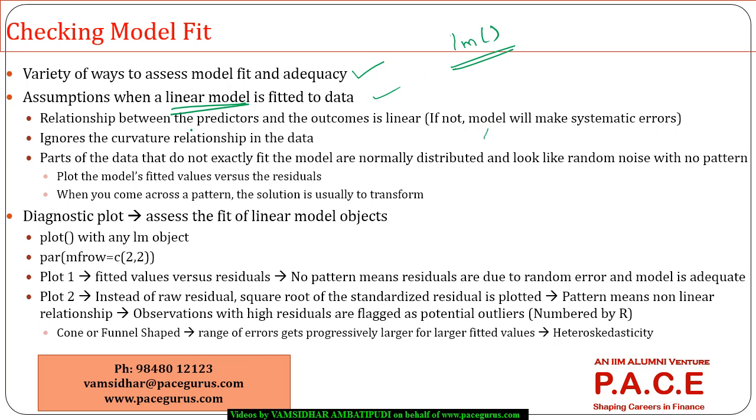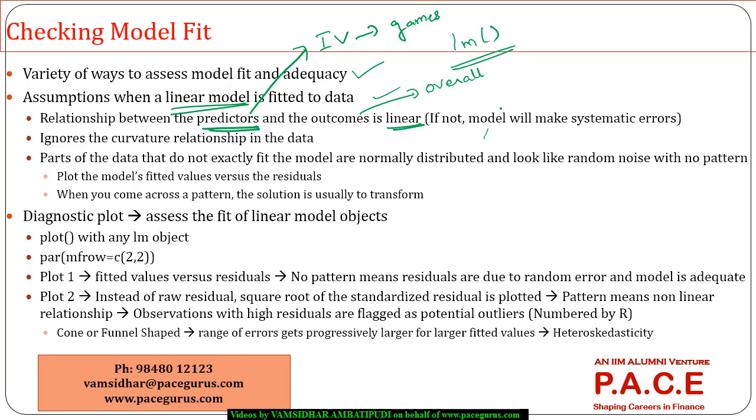So the first assumption is this model assumes that the relationship between the predictors, what we are calling the independent variables, games in this particular case, and the outcomes, which is the overall satisfaction, is linear. It is making an explicit assumption of that.